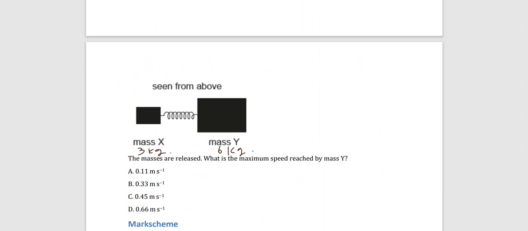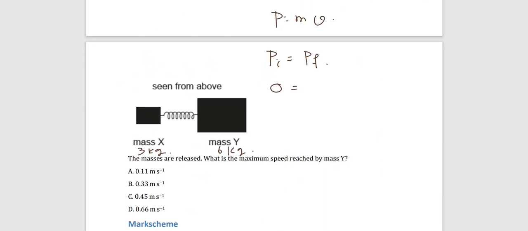First, we're going to use the conservation of momentum to find the value of the velocity, and then we'll use the conservation of energy to find the value of Vy, the velocity of mass Y. So conservation of momentum: the initial momentum will equal the final momentum. We know momentum is mass times velocity. At the beginning, both of them were not moving, so the initial momentum is 0.